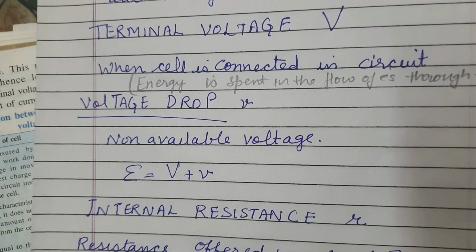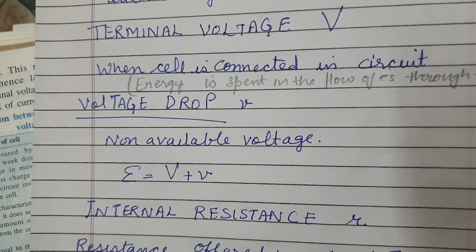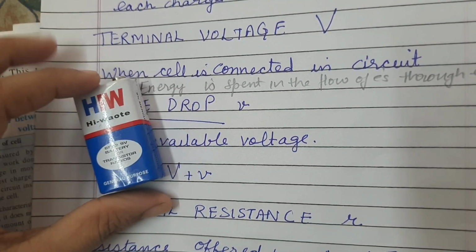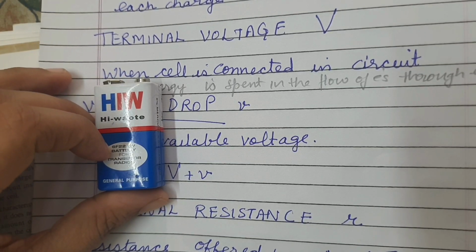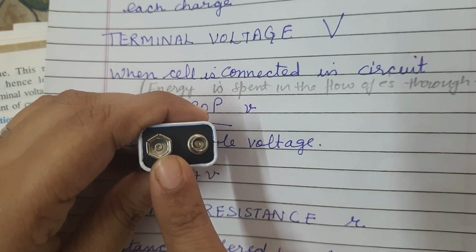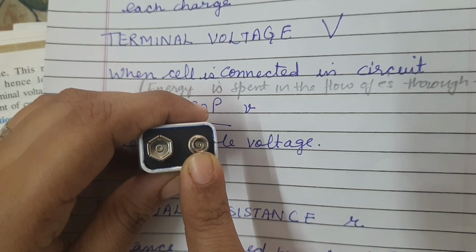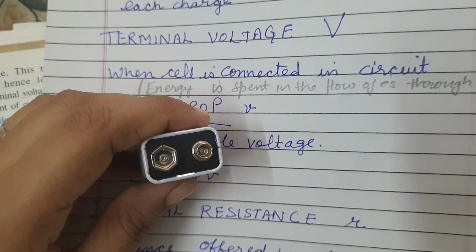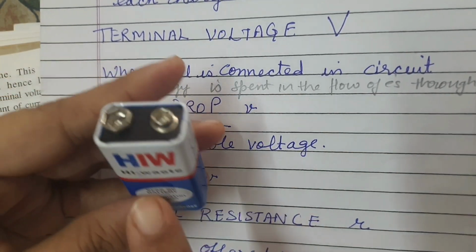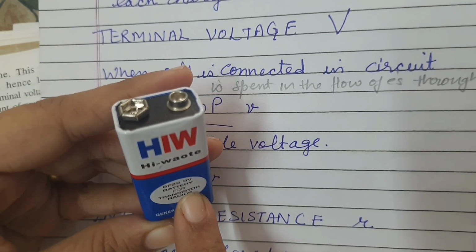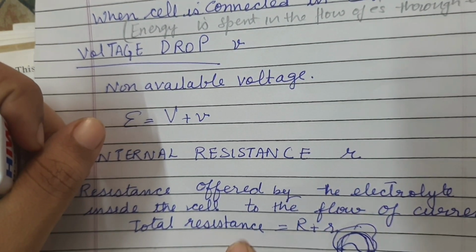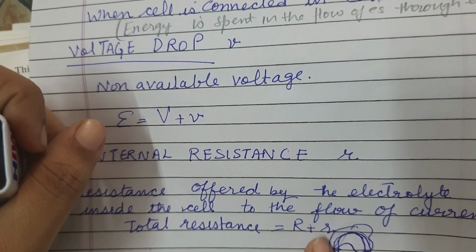Next is the internal resistance. I already told you beforehand that it is because of this particular cell, because of the chemicals which are present inside, the electrolyte doesn't allow ions to reach easily to these particular electrodes, due to which the speed of the ions will reduce down and automatically the voltage would reduce. So it is due to the resistance that electrolyte offers in this particular battery. So symbol for this is small r, and total resistance will be given by capital R plus small r.